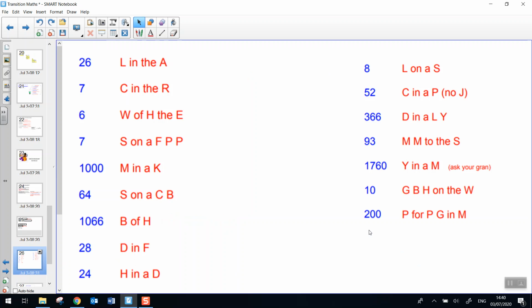Now, do you remember we used to have these on the whiteboard in the morning? Yeah. There's 26L in the A. There's 7C in the R. There's 6W of H, W of H, the E. So have a think about those.